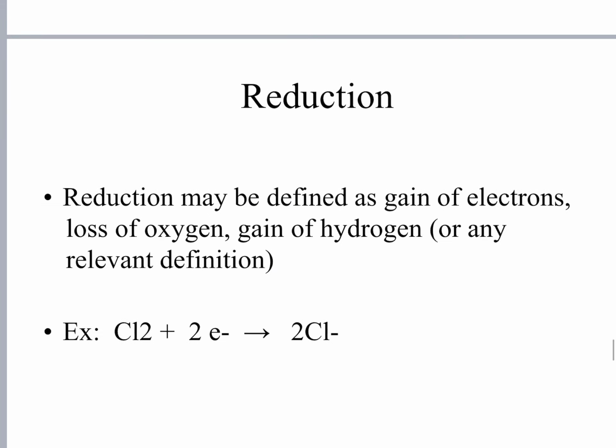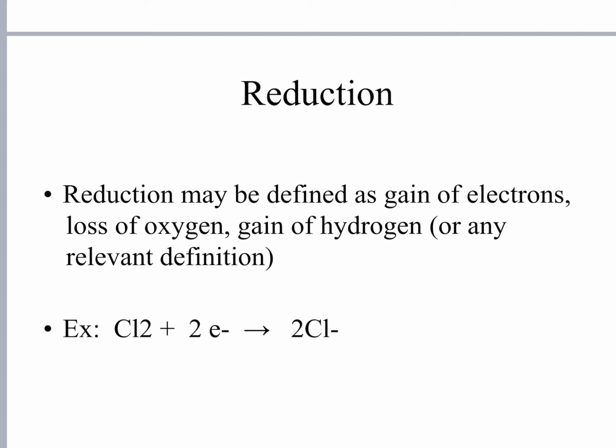Reduction may be defined as gain of electrons, or loss of oxygen, or gain of hydrogen. Broadly, you can say that reduction is loss of electronegative element and gain of electropositive element. Since you have only the electronic concept of oxidation and reduction, you can define reduction as gain of electrons.